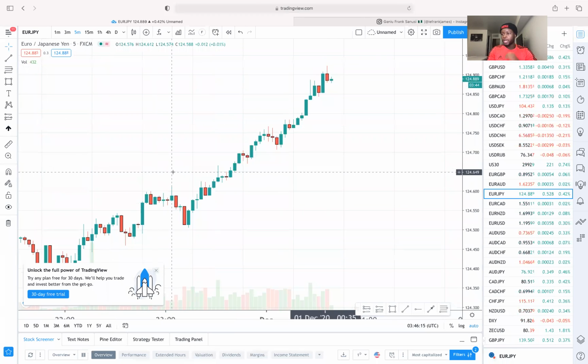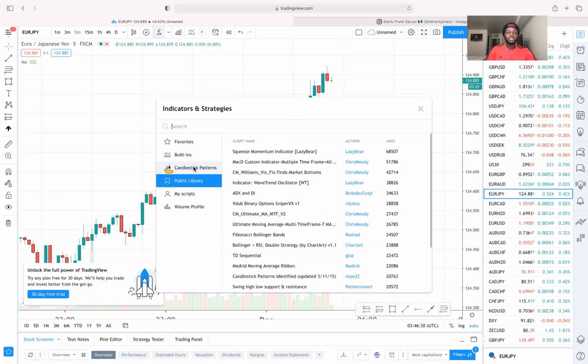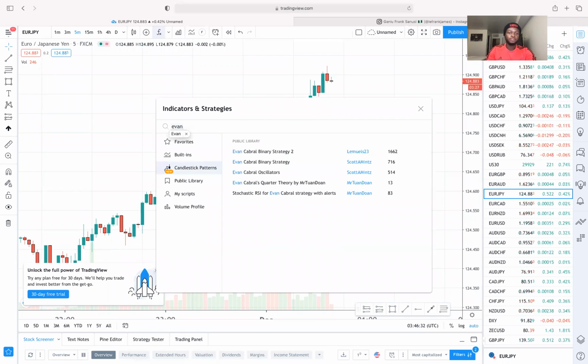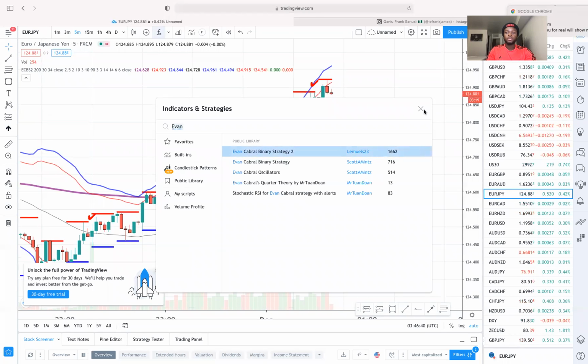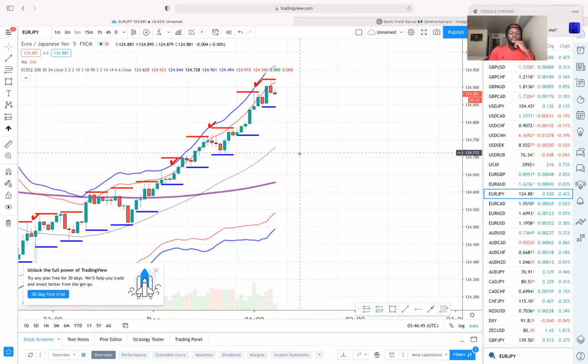To add the strategy, you want to come up here, guys, where it says Indicators at the top of your TradingView or FX. You want to click on this, and then you want to come to Public Library. Then you type in Evan, E-V-A-N. It should be the very first option, Evan Cobra Binary Strategy 2. You click on that. There we go. Once you click on it, it's going to automatically apply to your TradingView account. That's my first strategy.